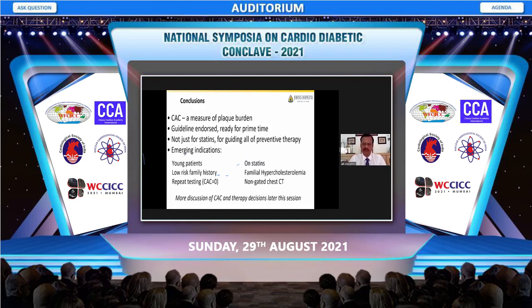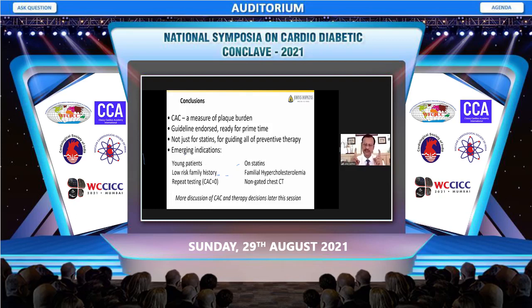calcium score is a measure of plaque burden. It's guideline endorsed, in my feeling, ready for prime time. Let me tell you what my difficulty is. I am not a radiologist. And it's just my fortunate interest that I got into this science long back, and I've been continuing to work on this. And I've blended it with my other interests in heart failure and atherosclerosis and my clinical practice. And unlike a lot of cardiologists, I'm very convinced that cardiac CT has a future in terms of downgrading a risk and upgrading a risk, not just for statins, for all preventive therapy.